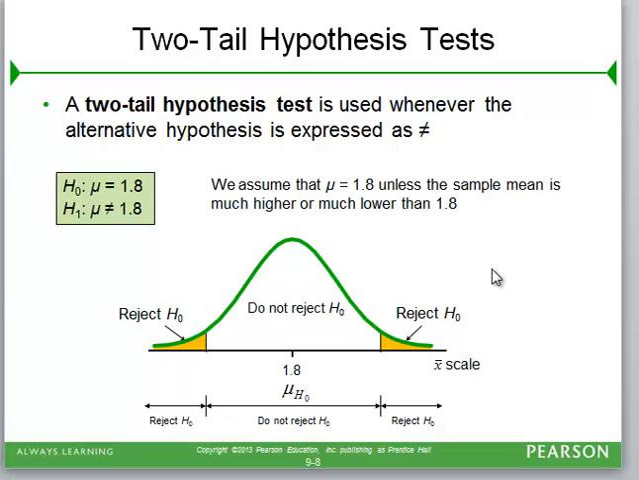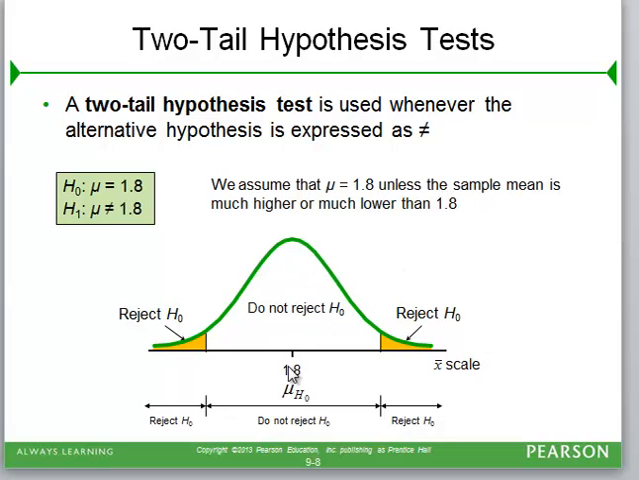Let's go further. The signs in the statement are very important. They decide what kind of hypothesis test it will be. So if the sign in the null hypothesis is equal and the sign in the alternative hypothesis is not equal, we're going to use a two-tailed hypothesis test.